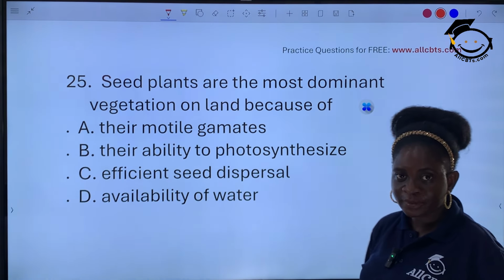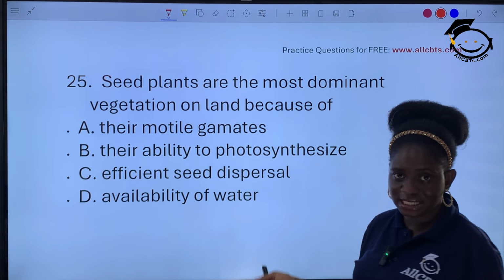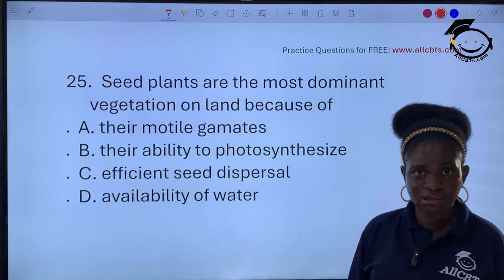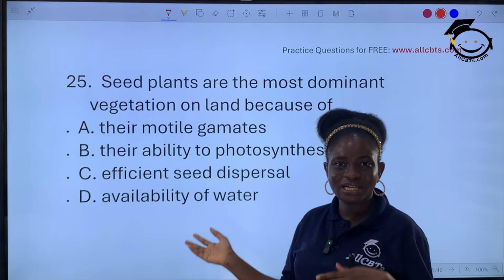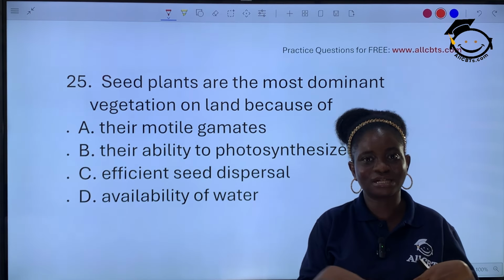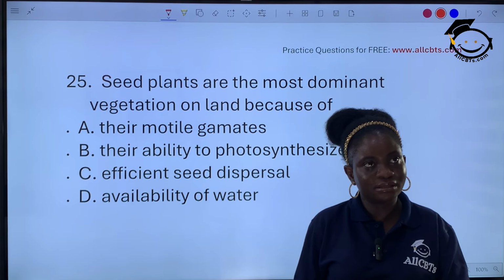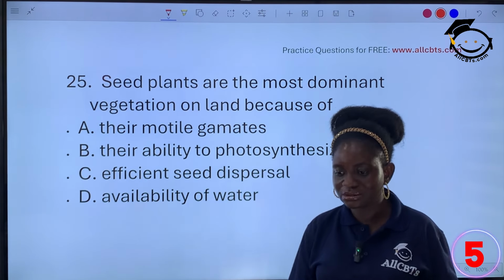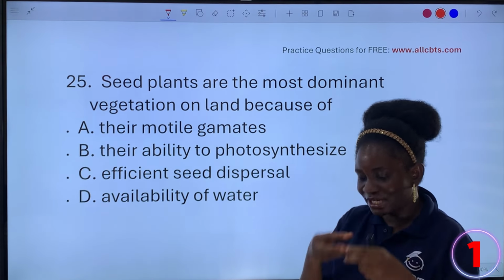Question 25. Seed plants are the most dominant vegetation on land, because... Why do we have plenty of seed plants on land? Why is that so? Because seeds can be easily dispersed. What do you mean by dispersed? They can easily be transported, by animals, by wind. You put a pawpaw seed, you put a lemon seed on the floor, or you take an orange and you are done eating the orange.